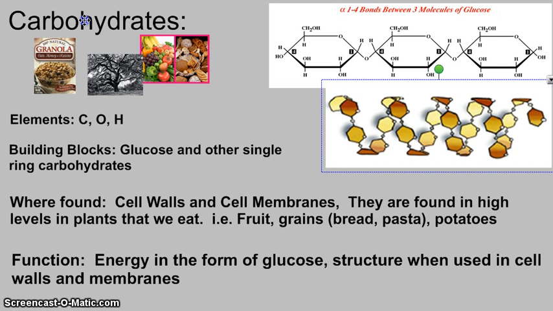Because they're found in cell walls and cell membranes, they're found in high levels in the plants that we eat. So this is why you hear about carbs in fruits and grains and potatoes and things like that. And their role in living things and in your body is to provide energy in the form of glucose. And for things like plants, and a little bit for your cells, they provide some structure in cell walls for plants and then in your own cell membranes.